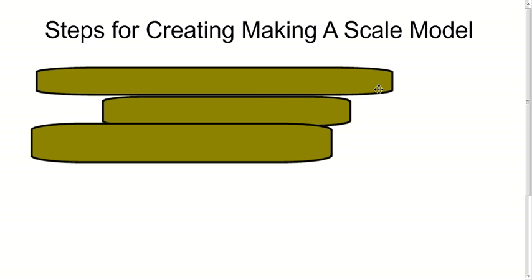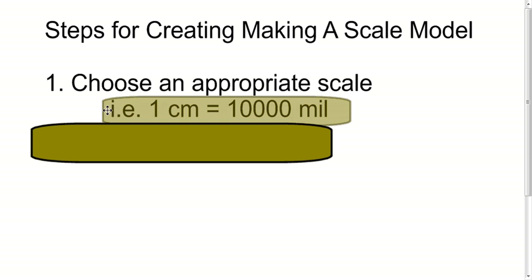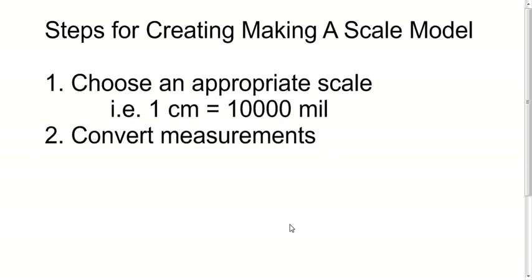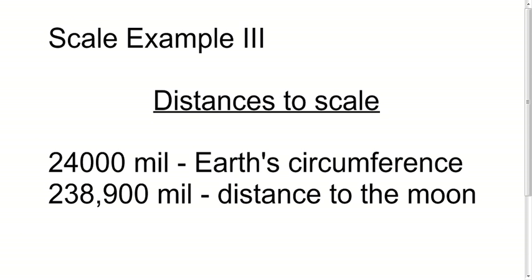Now, whenever you make a scale, it's kind of simple. You just choose a scale, all right? And let's say this is my scale, and then you convert your measurements. And that's where dimensional analysis is going to help us. So here is our third example. Let's say I've got these 2 distances.